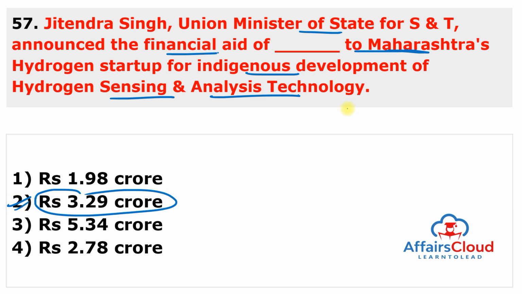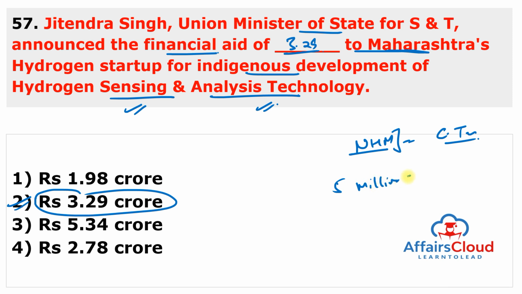Union Minister of State, Independent Charge for Science and Technology, Dr. Jitendra Singh ji announced a financial aid of 3.29 crore rupees to the hydrogen startup from Maharashtra for indigenous development of hydrogen sensing and analyzing technology. The main aim of the National Hydrogen Mission is to help the government in meeting its climate targets and make India a green hydrogen hub. The target is to produce 5 million tons of green hydrogen by the year 2030.